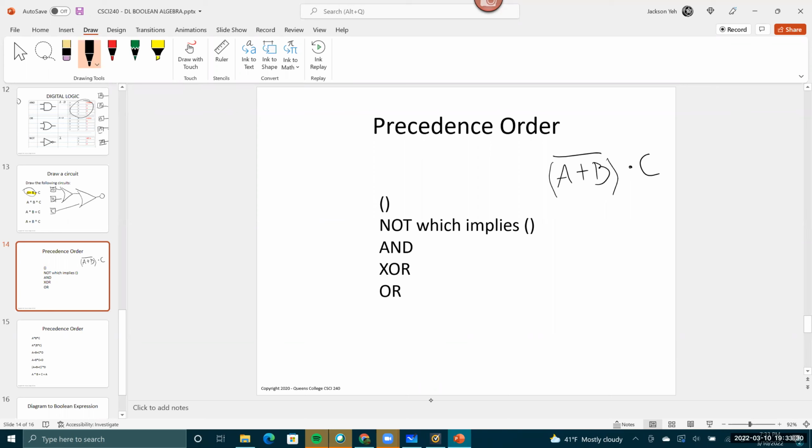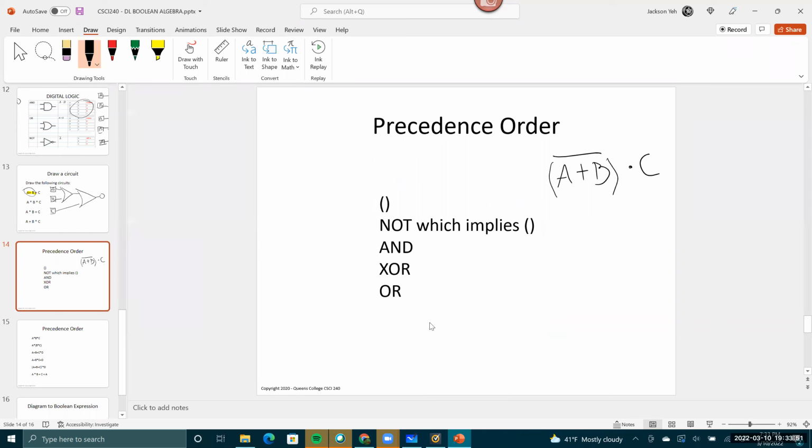All right, so once all the parentheses are taken care of and you have no more parentheses, then you do all the AND operations. Once all the AND operations are done, then you do the exclusive ORs. And then you finish with OR. OR is always done last.